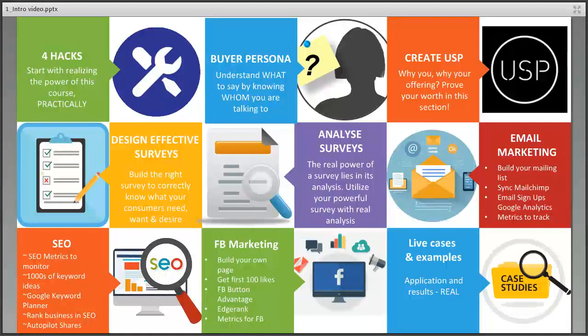The next step is defining the buyer persona. In order to understand what you want to say or what kind of content you want to communicate in your digital marketing campaign, it is important that you know whom you are talking to, who your consumer is, what his need is, what his characteristics are, and that is why we will start by first defining the buyer persona.